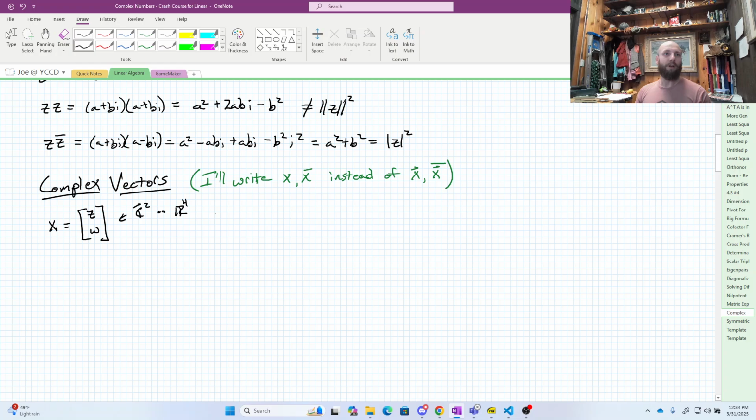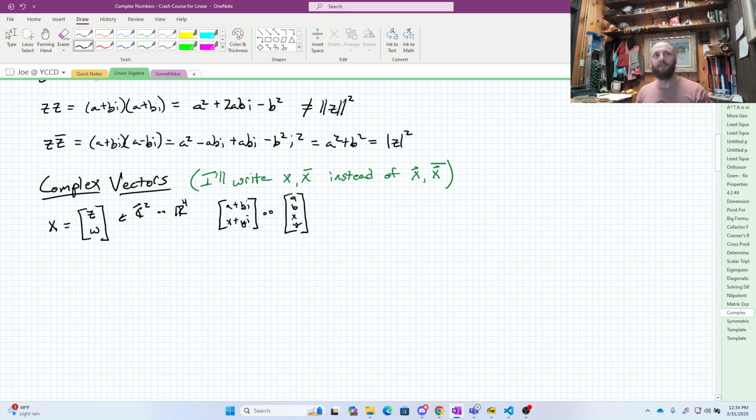If I was thinking about that as a vector in R4, I'd be thinking about a plus bi and x plus yi. And I might think about that as a, b, x, y. Right, that's me essentially thinking this first complex coordinate is kind of the same thing as a two-dimensional real coordinate.